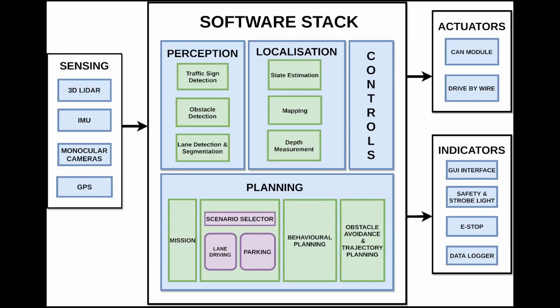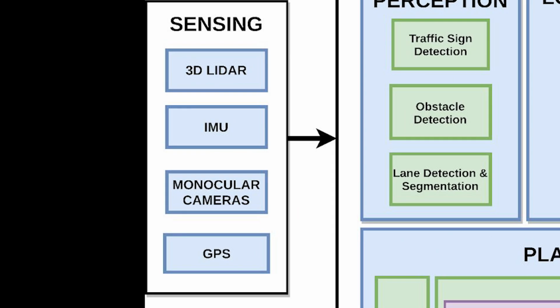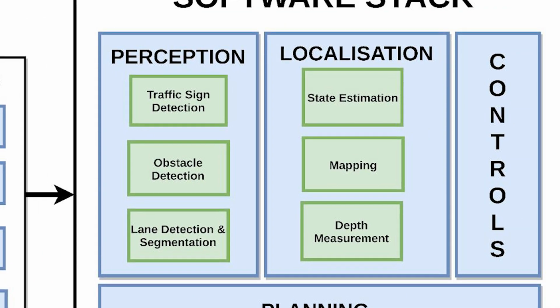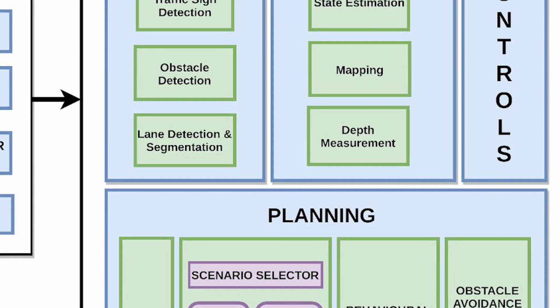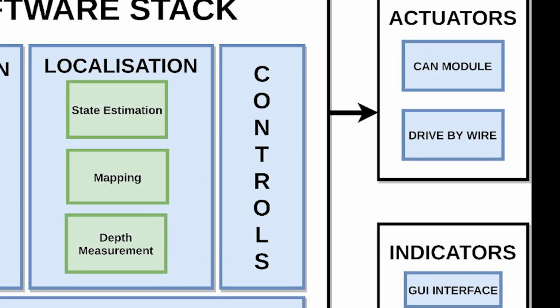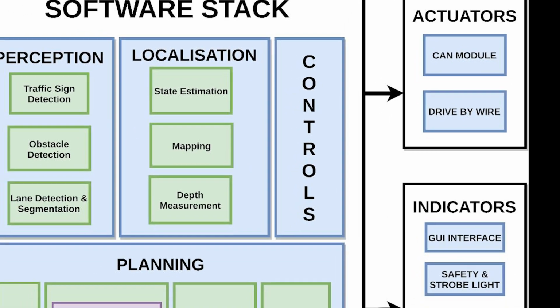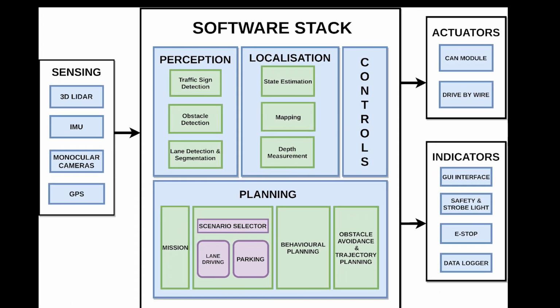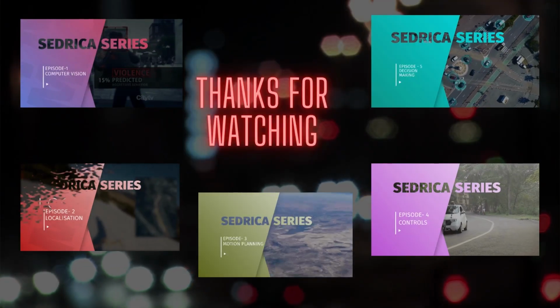Over the course of this series, we have seen how raw data collected from sensors is interpreted by computer vision and localization techniques, processed by machine planning and decision-making algorithms, and finally realized by control pipelines. All these subsystems together power the self-driving car and pioneer innovation. With that, we will now conclude the Sedrica series.